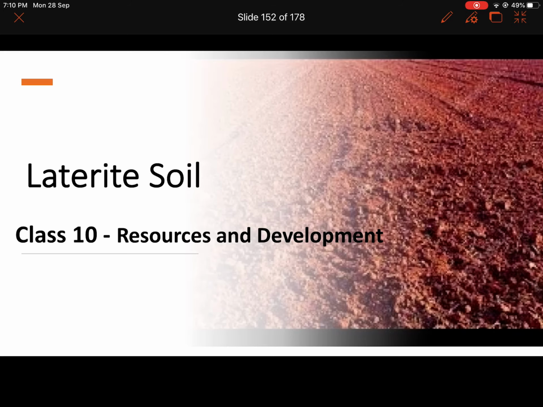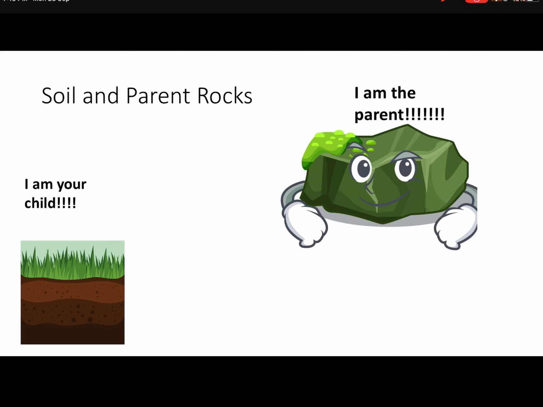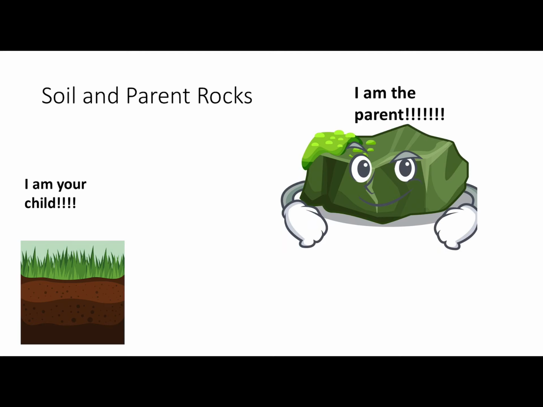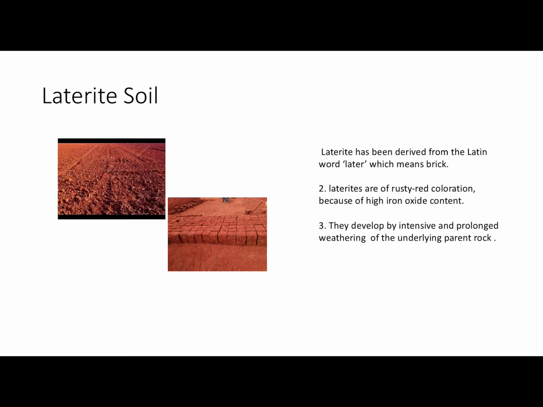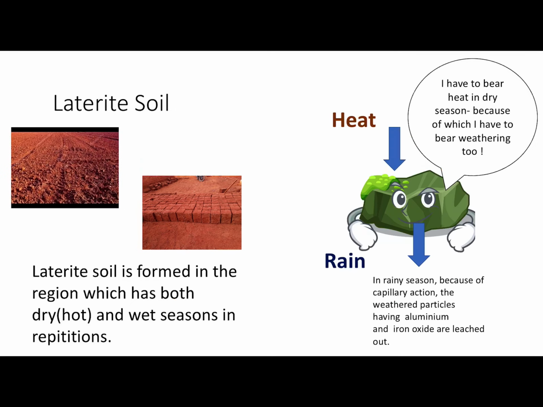Hello, in this video let's look at laterite soil, which is a part of your first chapter, resources and development. We know that properties of soil are influenced by the parent rock. Whatever the properties of the parent rock, they are the properties of the soil. Laterite comes from the word later, which means brick. Laterite soil is red in color. Why is it red? Because it is rich in iron oxide.